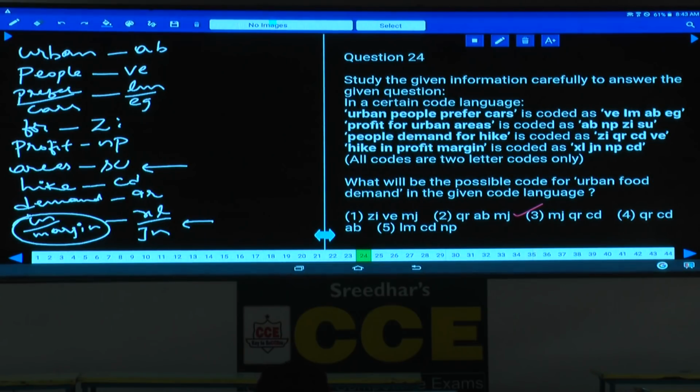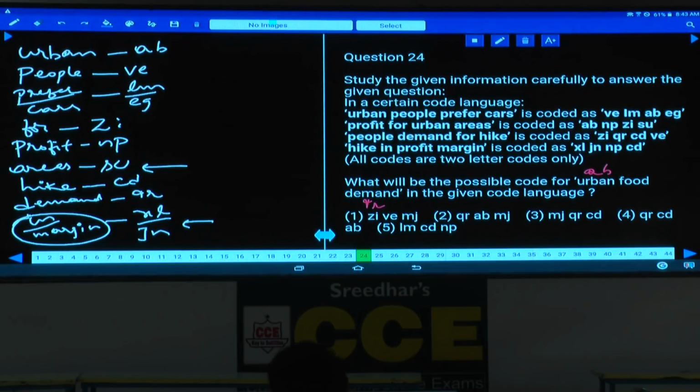Then question number 24. What will be the possible code for urban food demand? Urban food demand. Now in this one, demand is QR. What is the code for urban here? Urban is AB. And what is the code for food here?